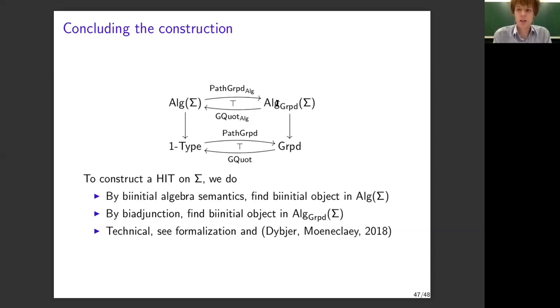It's a bit technical. The definition requires a lot of constructors, but it is possible. For details, you can see the formalization, and it can also be found in the paper by Dybjer and Moeneclaey. So as a conclusion, all signatures have a higher inductive one-type if we have the groupoid quotient.